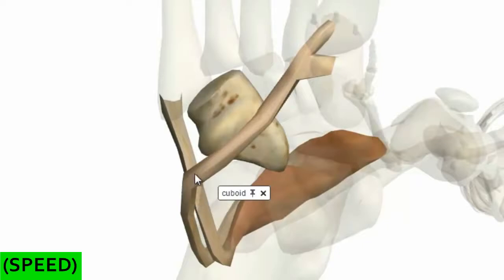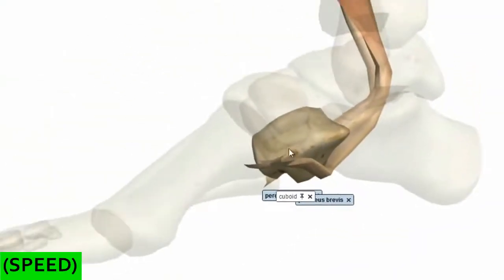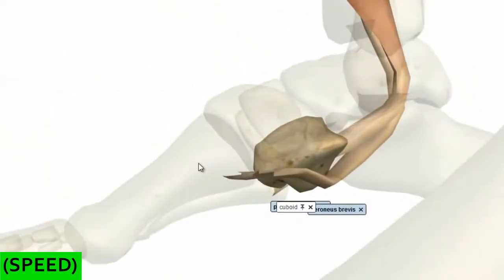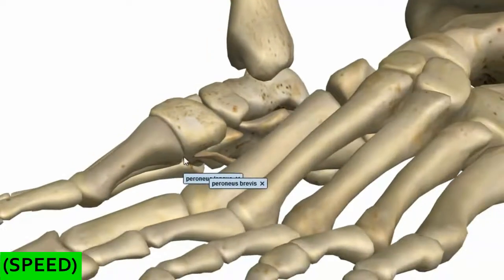So the tendon runs underneath the foot through the groove on the cuboid bone and attaches to the base of the first metatarsal and also distally on the medial cuneiform bone. You can just see that tendon coming across and it inserts distally on the medial cuneiform and at the base of this first metatarsal.